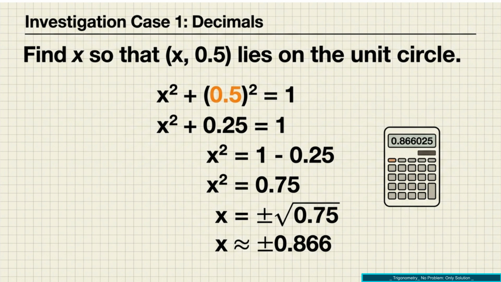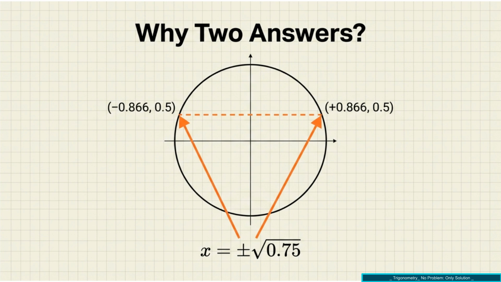In investigation case 1, we find x when y is 0.5. After substituting, isolating, and taking the root, x is approximately plus or minus 0.866. There are 2 answers because a single y coordinate can correspond to 2 x coordinates on the unit circle, one positive and one negative.